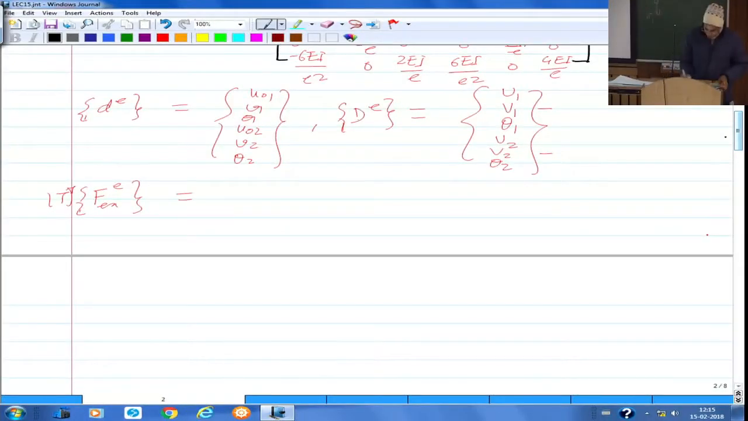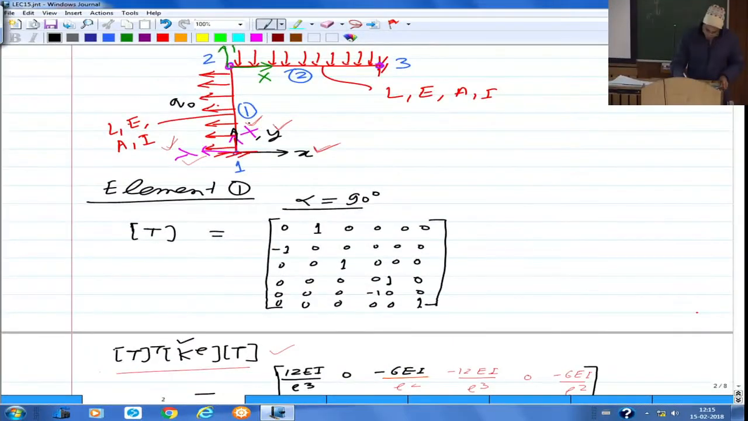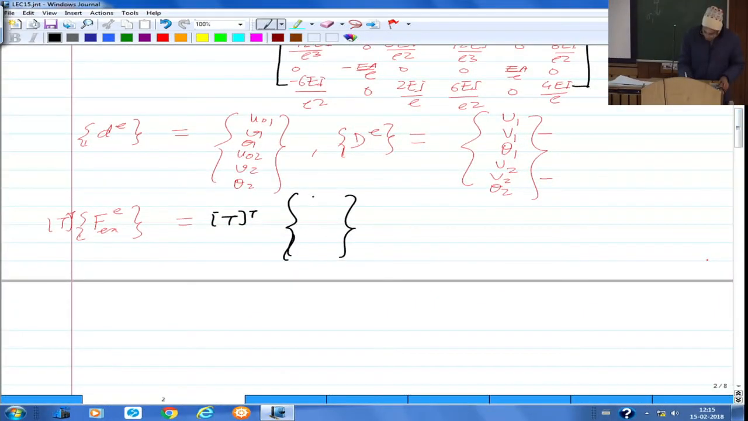Here you will have T transpose, which we have already defined, and in the local system this load vector is not going to have a component along the local x axis. There is no distributed force in this direction, so qx is 0. What we have is qy, which is equal to q naught. So the load vector in the local coordinate system would be 0, q naught L by 2, q naught L square by 12, then 0, q naught L by 2, because it is a constant and we have the same shape functions, and minus q naught L square by 12. So this is what you have.